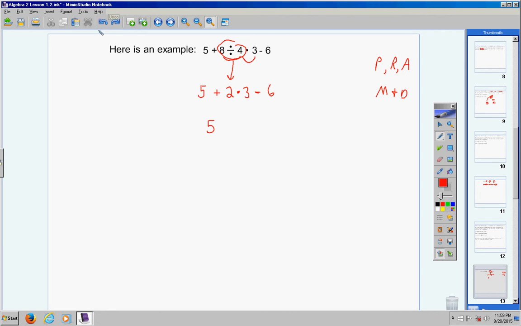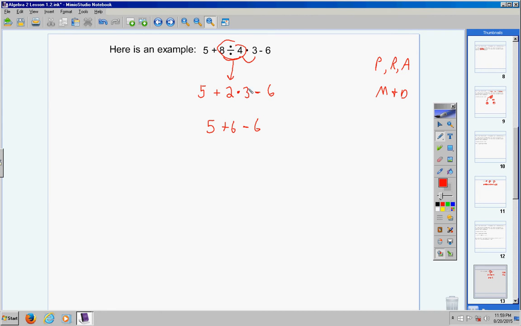I don't mind that, okay? I do not mind that. But I'm just saying, don't just bring down signs. Be careful. Positive 2 times positive 3 is positive 6. And then it's okay to bring this down because it's a negative 6. It's not being multiplied or being added or anything, okay?